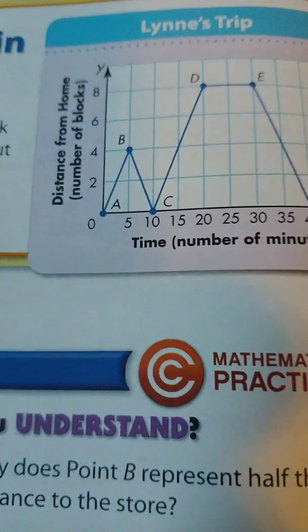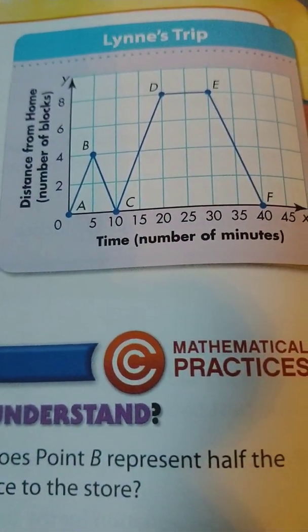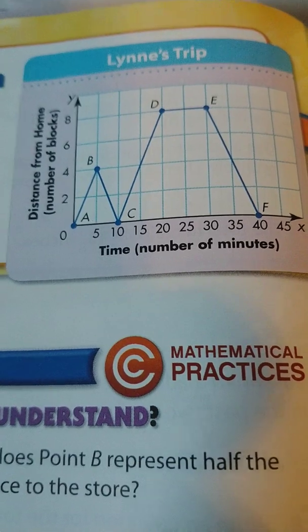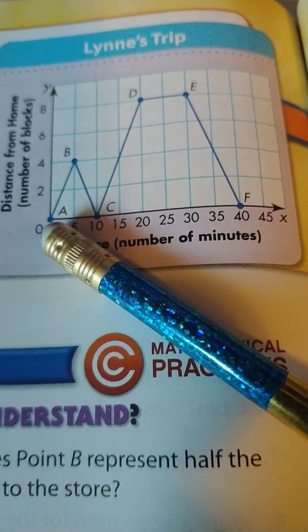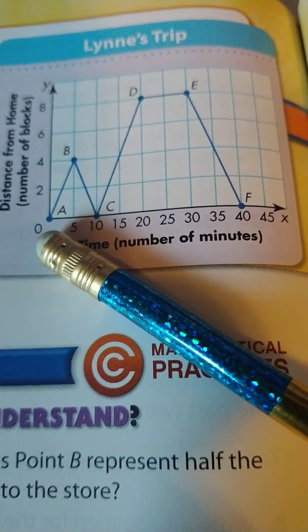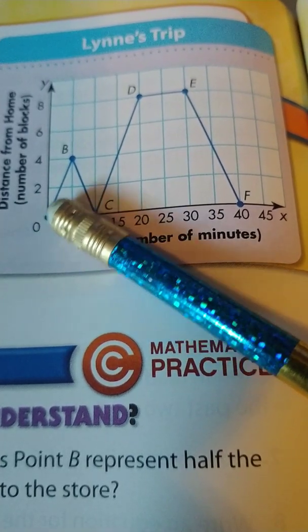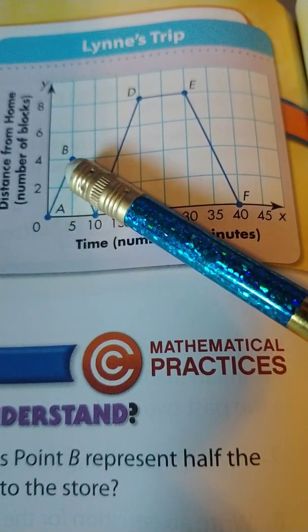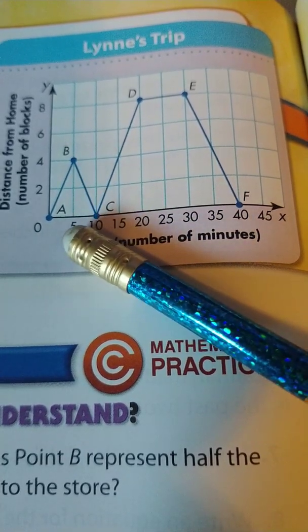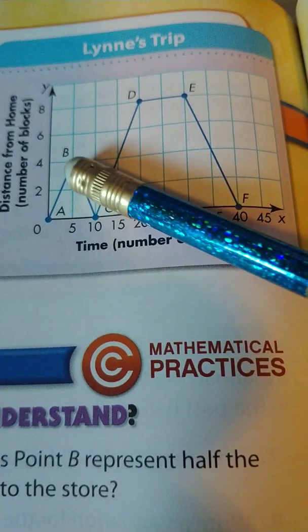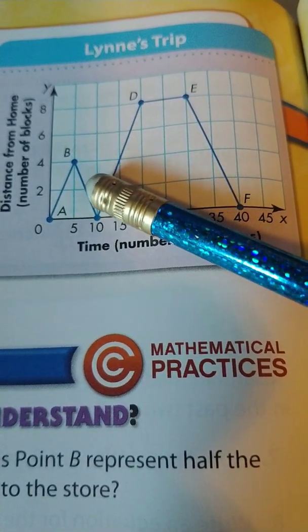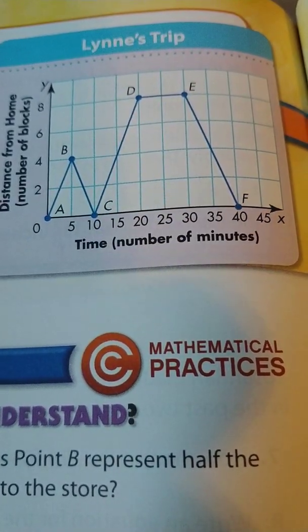Now, what most people get kind of right away, I need a pointer of some sort, is here when she's at 0 minutes and 0 blocks from her house, she's obviously at her house. And then as she goes up to point B, she took 5 minutes to travel 4 blocks away from her house. And then what happened there? Getting to point C.